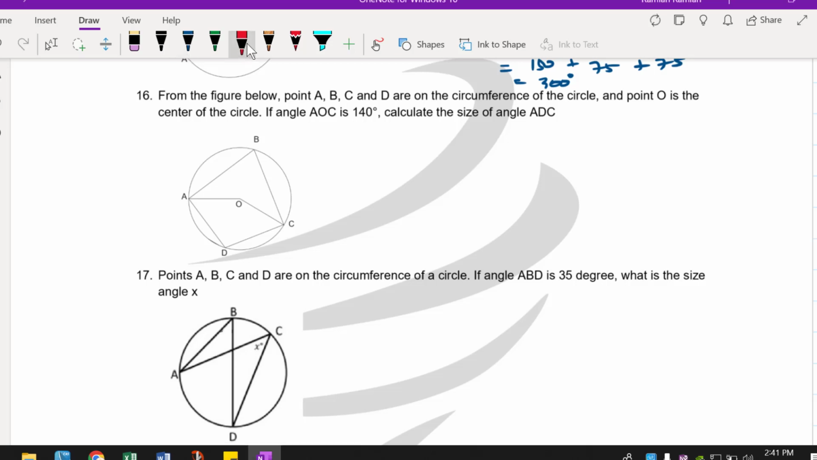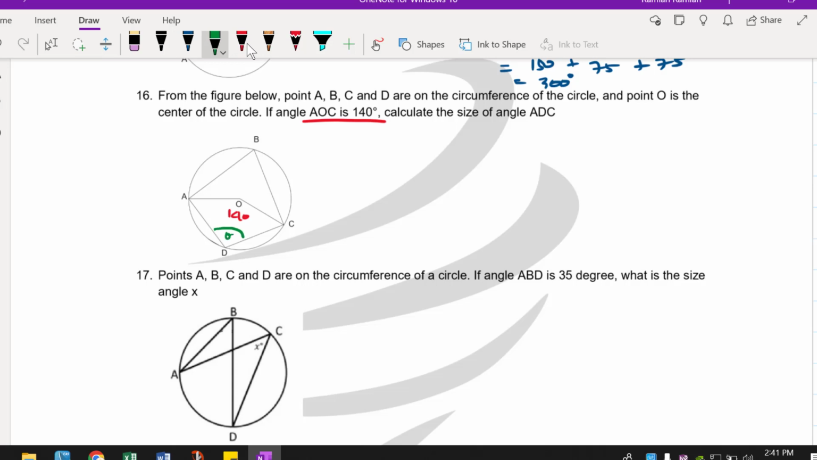Okay, for number 16, from the figure below, points A, B, C, and D are on the circumference of the circle, and point O is the center of the circle. Angle AOC is 140 degrees. Calculate the size of angle ADC. So this AOC is this guy over here, right? The one that we are looking for is the angle ADC, which is over here.